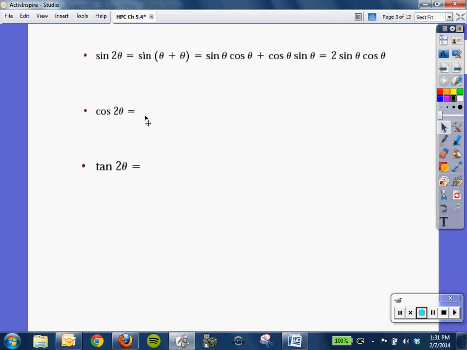So let's think about that for cosine right now. We could break apart 2 times theta into theta plus theta. And if we use the sum of two angles for cosine, plug in theta and theta, we would end up with this here. Cosine theta times cosine theta minus sine theta times sine theta. Cosine times cosine is cosine squared. Sine times sine is sine squared. And that's how we come up with the double angle formula for cosine.